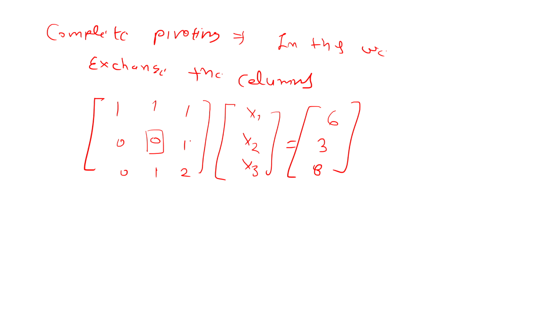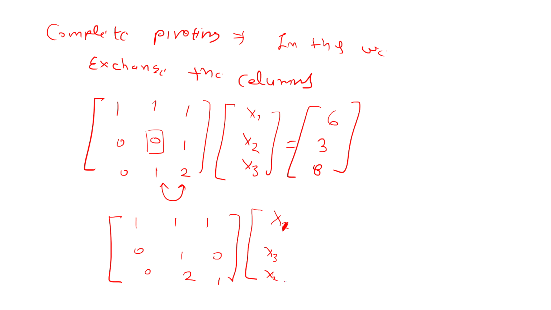But in this case, since there is only one column on the right hand side, we'll just do this swap operation. So that will essentially make 1 1 1, 0 1 0, 0 2 1. But remember, if we swap the columns, then the vector x will also change: this will be x1, this will become x3, this will become x2, but this remains intact.